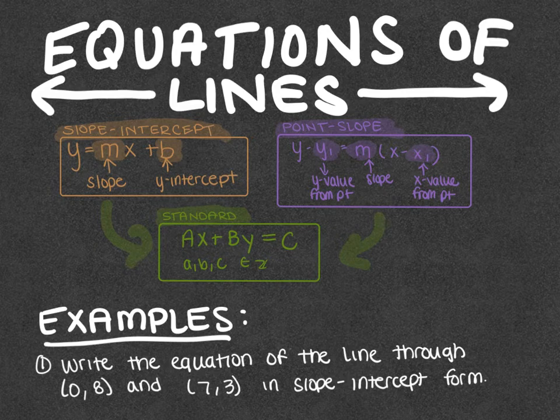The important thing with this is your A, B, and C values have to be integers. So sometimes we have to multiply to get all of our numbers to end up being integers. But we'll talk about that shortly.